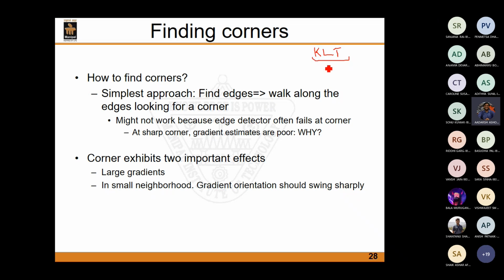Before moving on to the KLT tracking algorithm, the very first step in the KLT tracking algorithm is to find corners using the Harris detector. So we'll first discuss how the corners of a particular image can be determined using the Harris corner detector, and then after having discussed that, we will move on to the details of the KLT tracking algorithm. So first let us see how we can find the corners.